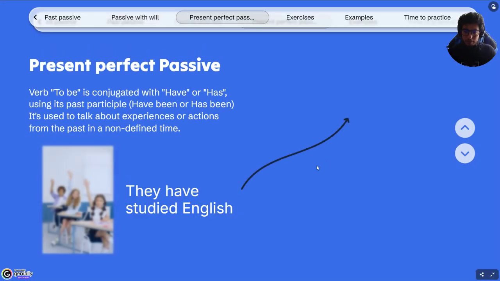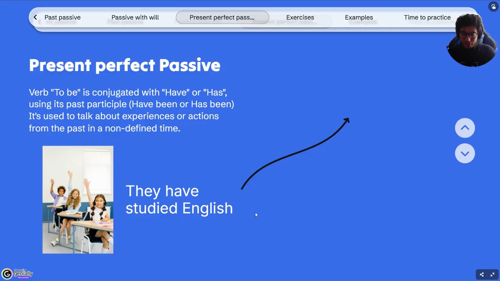And finally, we're gonna check the present perfect in passive voice. Ooh, that must be scary, but it's not scary at all. Let's take a look. So, as in the previous ones, we're gonna conjugate the verb to be. In this case, with have or has, depending on the object that we're gonna use. Remember, this conjugation will be have been or has been. As a normal present perfect structure, we're gonna use it to talk about experiences or actions that happened in the past, but we don't have exactly the time in this case.